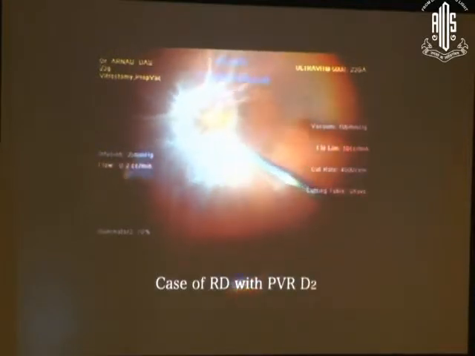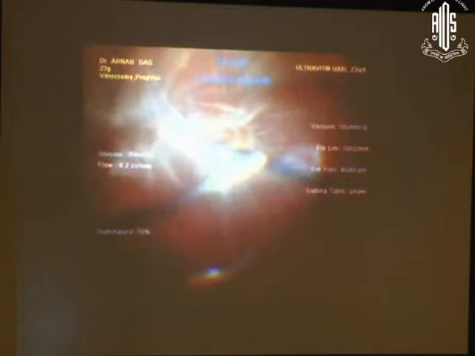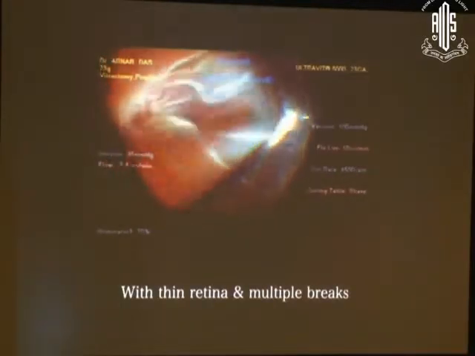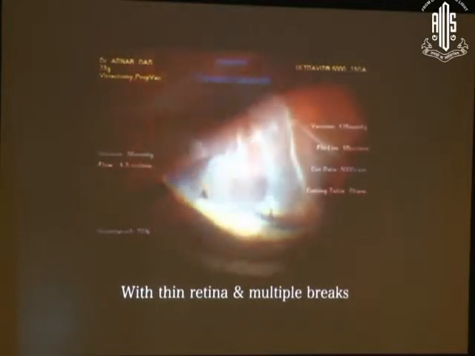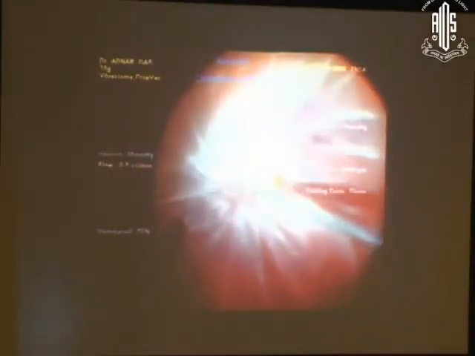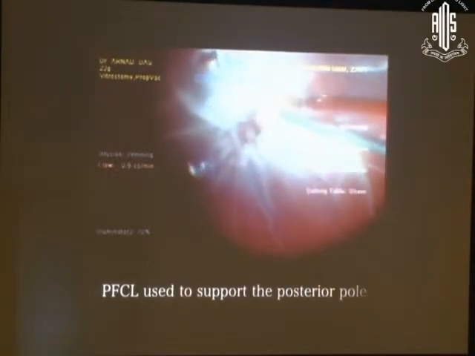This is a case where you have PVR D2, as you can see. The retina is pretty thin because the RD is pretty old. There are multiple breaks. We all know that the more the number of breaks, the higher the chance of PVR and advanced PVR. There was also a break in the mid periphery, not very much in the periphery.